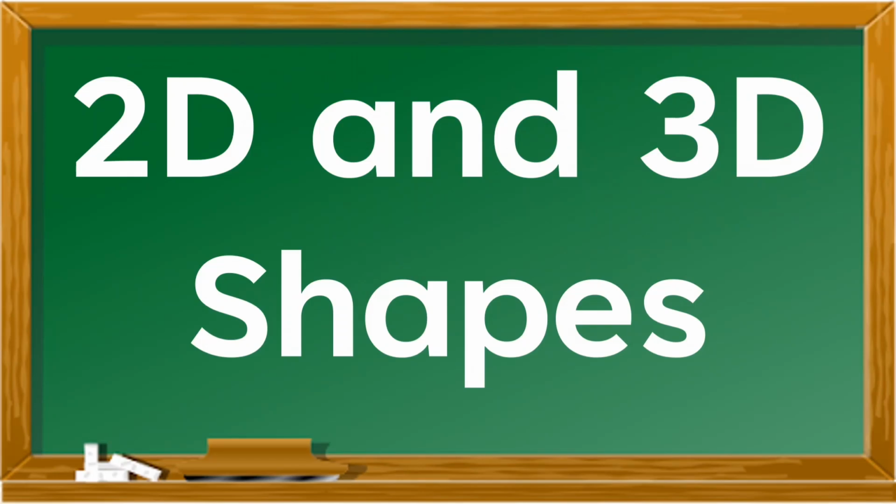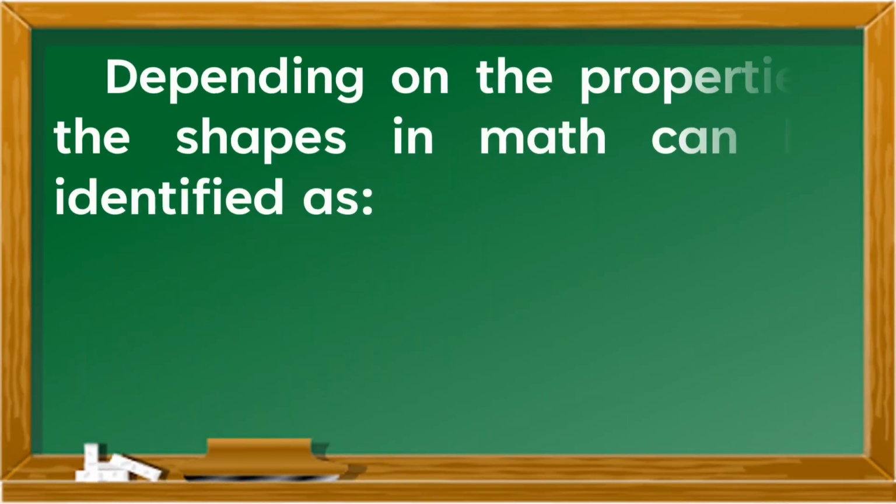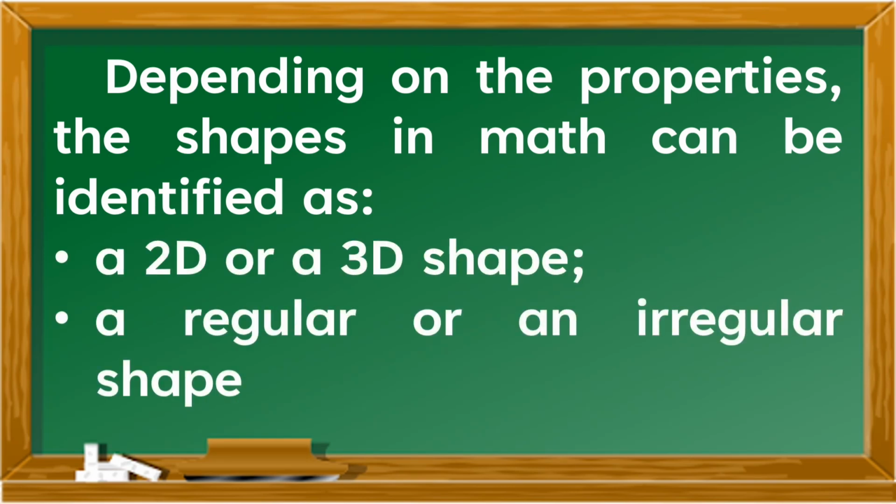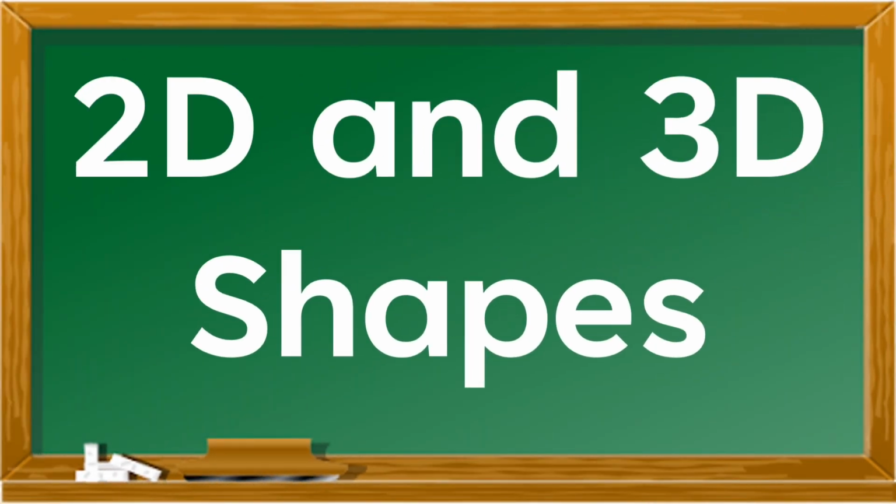Hi kids, our lesson for today is all about 2D and 3D shapes. In geometry, a shape can be defined as a form characterized by its number of sides, the size of its angles, and its dimensions. Depending on the properties, the shapes in math can be defined as a 2D or a 3D shape, or a regular or an irregular shape. But today, we're going to focus on recognizing 2D and 3D shapes and study their properties.